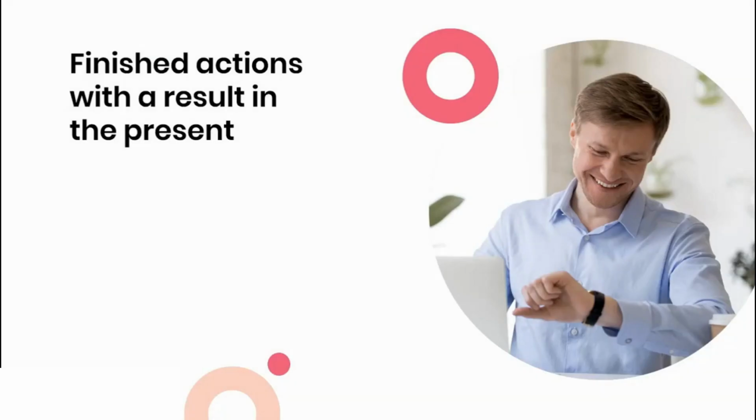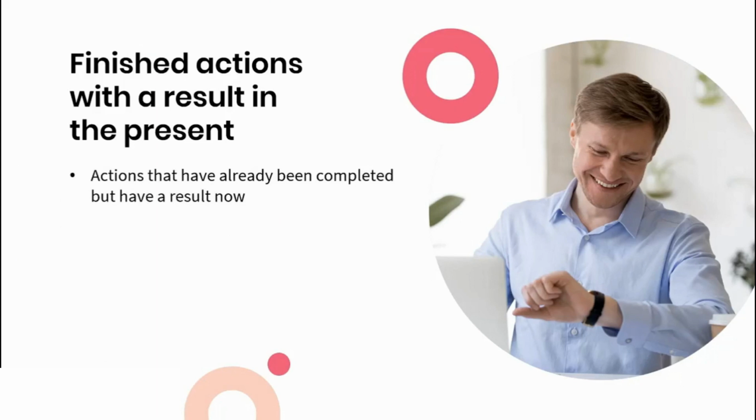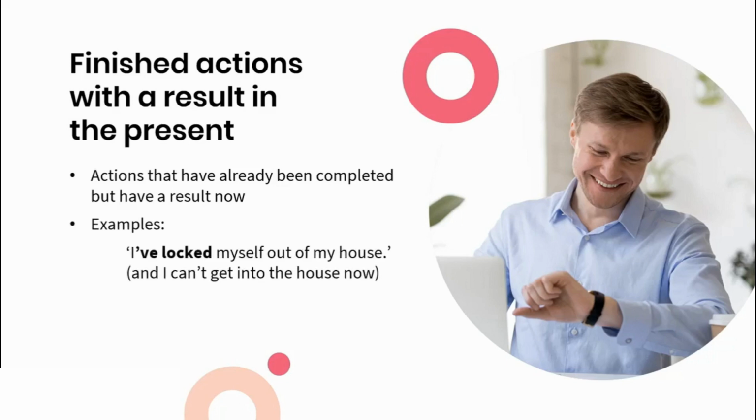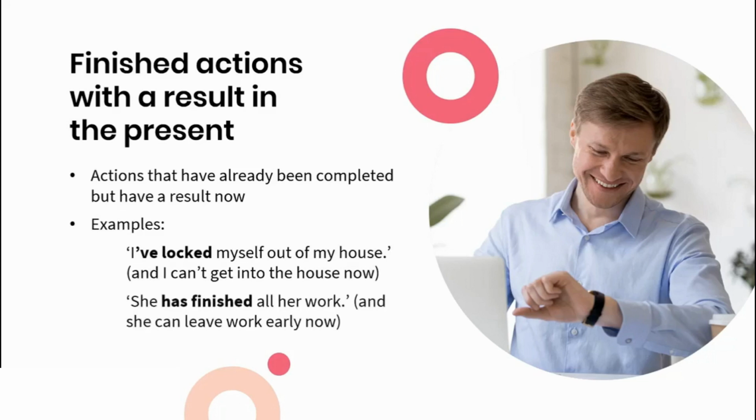The next instance is when talking about actions that have already been completed, but have a result now. Some examples are, I've locked myself out of my house, and I can't get into the house now. She has finished all her work, and she can leave work early now. Both of these sentences contain actions that have already been completed in the past, but they affect the present moment.